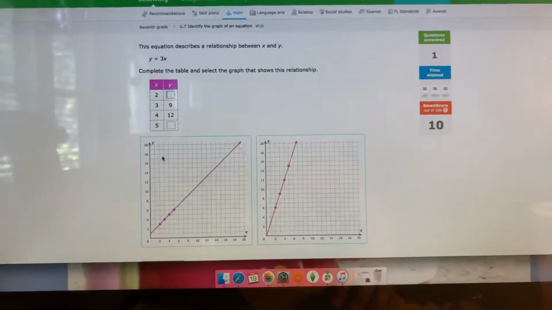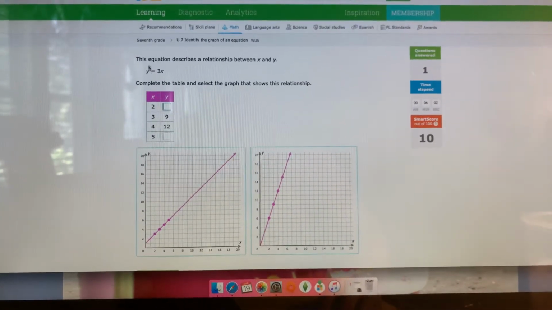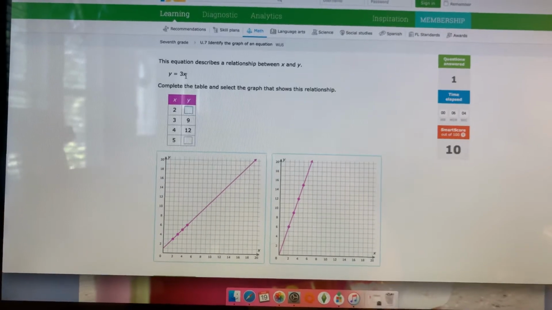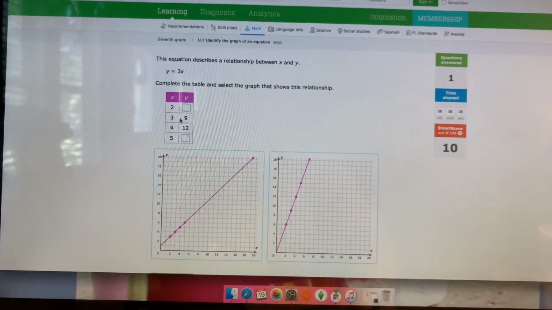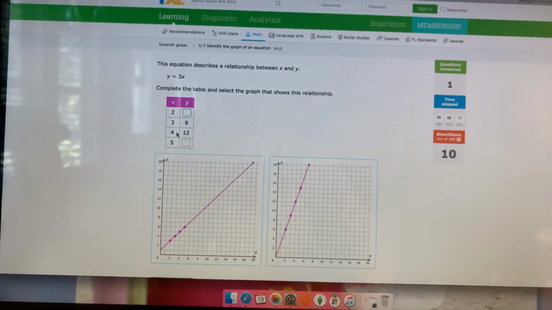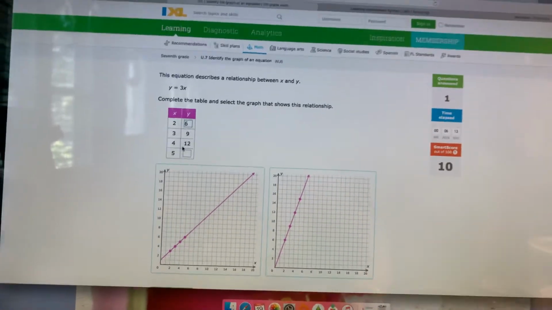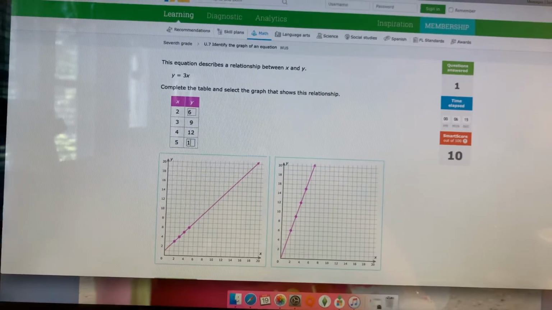All right. So again, you can see they give you the equation. They're telling you that they're multiplying x by 3. Here you might not have been able to see it. 3 times 3 is 9, 4 times 3 is 12, so that must be 6, and that must be 15.